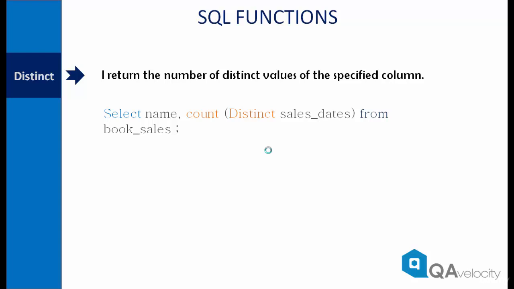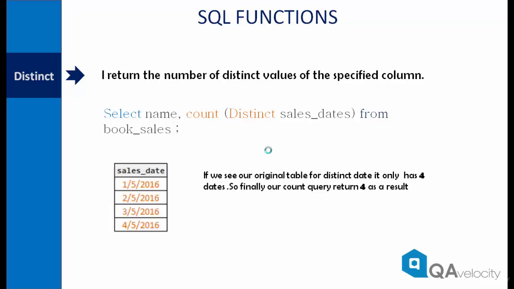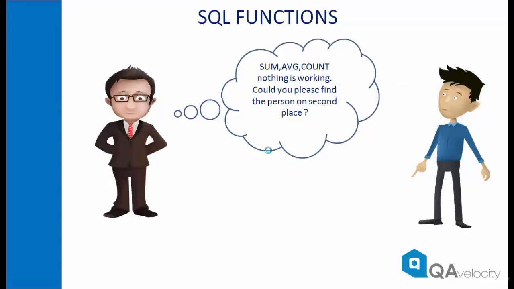So let's see our original table, how many distinct records the sales_dates column has. Our sales_date column has only 4 records. And if we check the result of our query, it would also return 4 records. So this is how Jeff got the original number of sales dates. Sum, average, count, nothing is working.